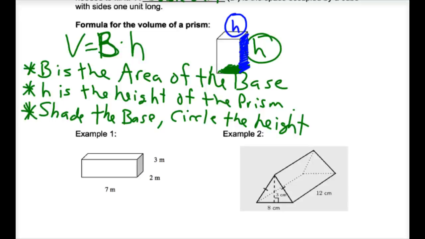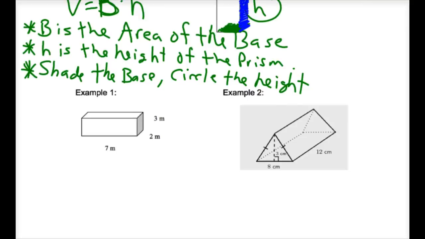All right, let's try one. So this one is the laying down prism, like that, right? Shade in what you think the base is.